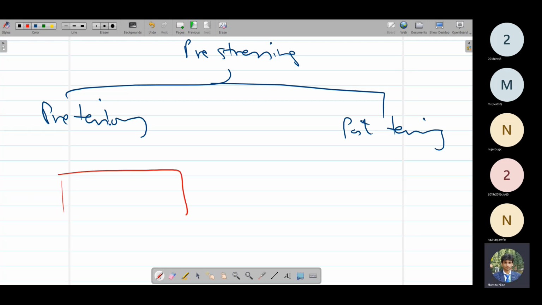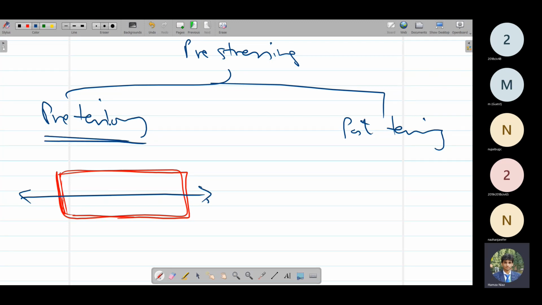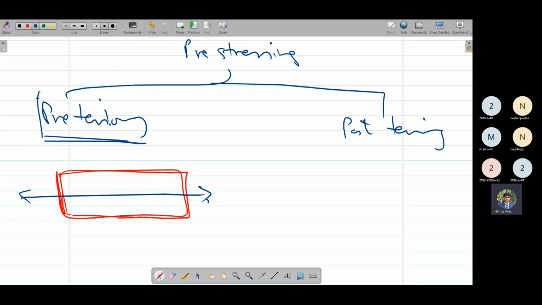Pre-tensioning: for example, if we have a mold for concrete, and we haven't placed any concrete in it yet, we put the wires in it and pre-stress them, give them some tension, and then we place the concrete in it. We call it pre-tensioning, because we stress the wires before placing the concrete in it.